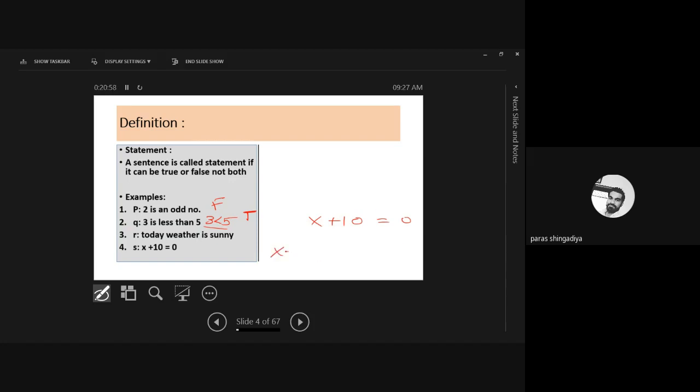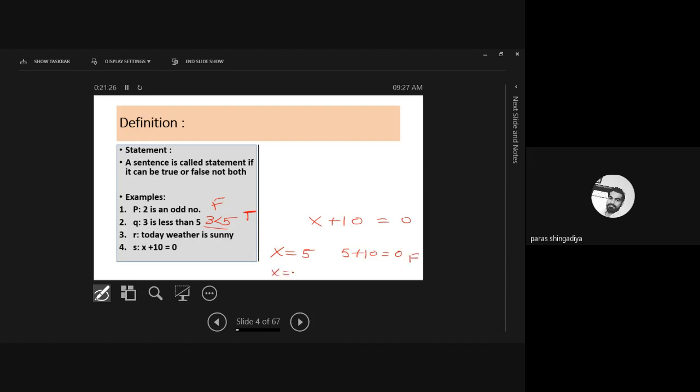Now check the answer. If I consider x equal to 5, what is the output? 5 plus 10 is equal to 0. That is wrong. If I put x equal to 5, then the equation becomes 5 plus 10 equals 0, and 15 is equal to 0, which is wrong. It is a contradiction. So 15 is not equal to 0. So the output I consider is false.